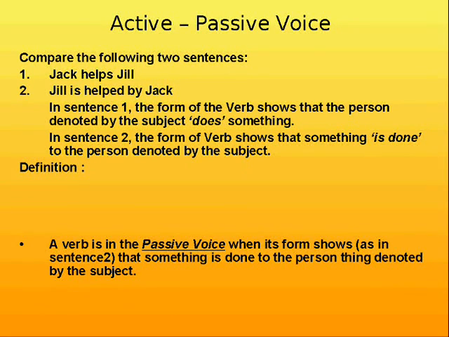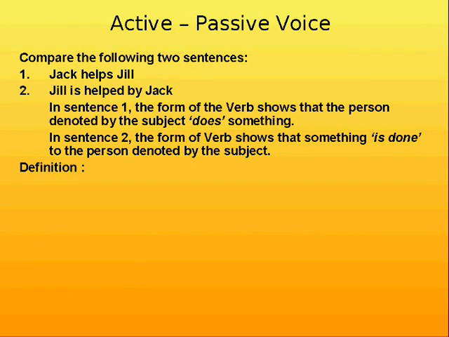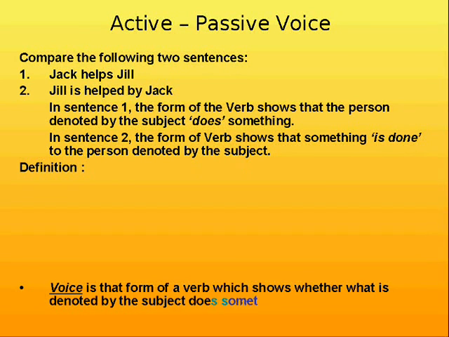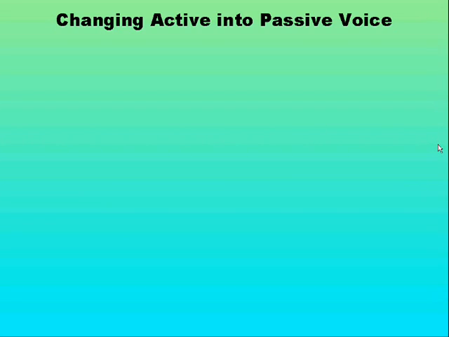So by now we come to know what voice is. Voice is that form of the verb which shows whether what is denoted by the subject does something or has something done to it. Now there are some simple rules to learn how we change a sentence from active voice into passive voice. Start with the first one.